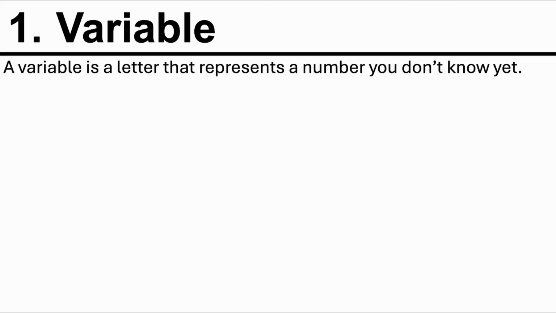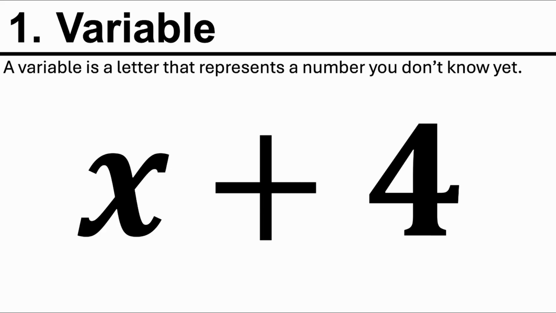And a variable is a letter that represents a number we don't know yet. So let's take a look at this expression x plus 4. Well, we don't know the first number, so we let it be x, and x is the variable.